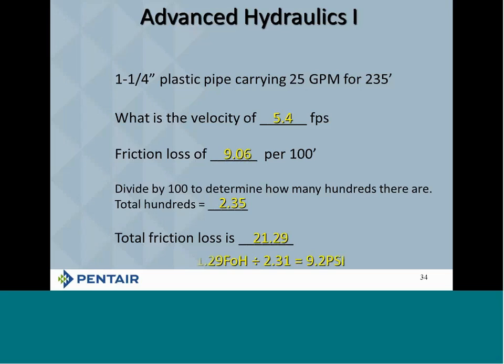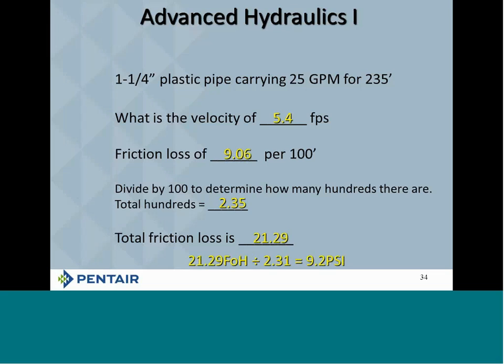Now notice what we did. We went down one pipe size. And by going down one pipe size, we more than doubled our friction. We went from 4.3 to 9.2 psi. All right? And that's the point that we're really, really trying hard to get across to you.